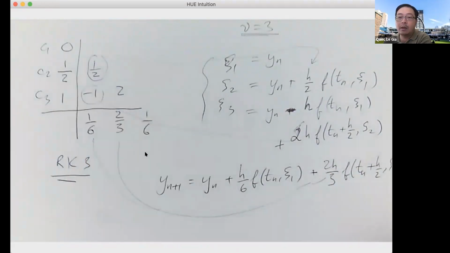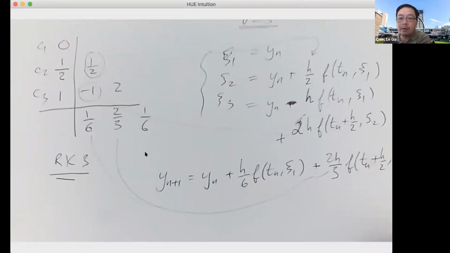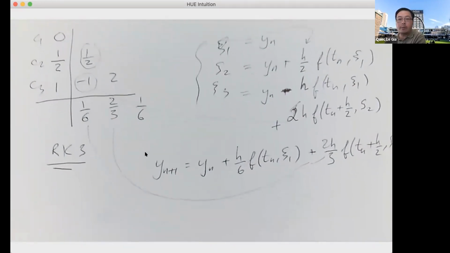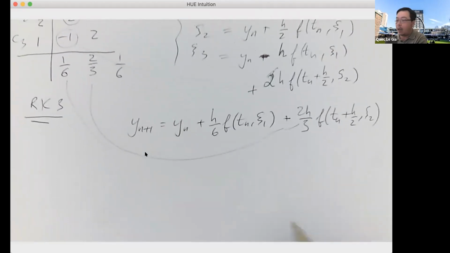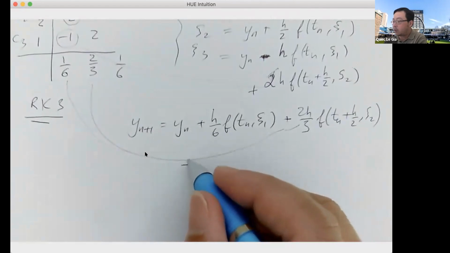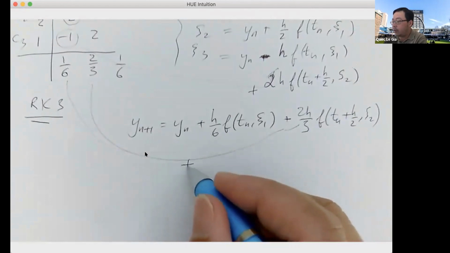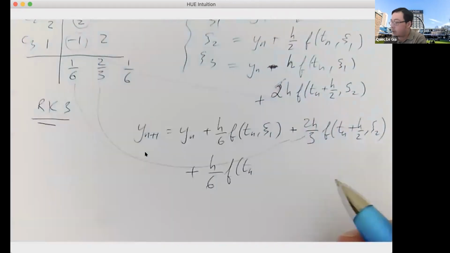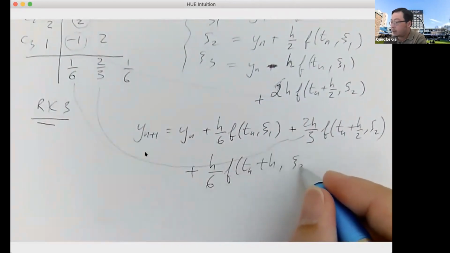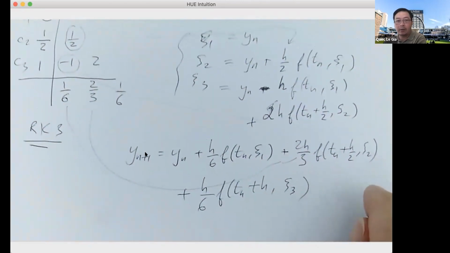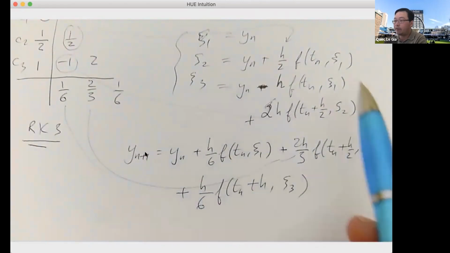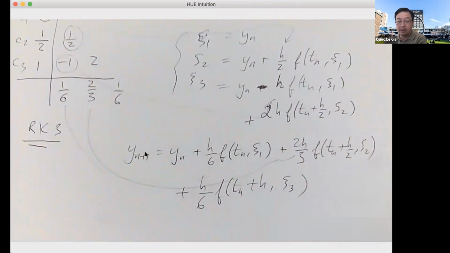The last term will be h over 6 f of Tn, and do not forget the C3 here, so plus h psi 3. And this is your RK3 method. So once you have those formulas, you just need to put them in MATLAB in the correct form, and then you have the method.